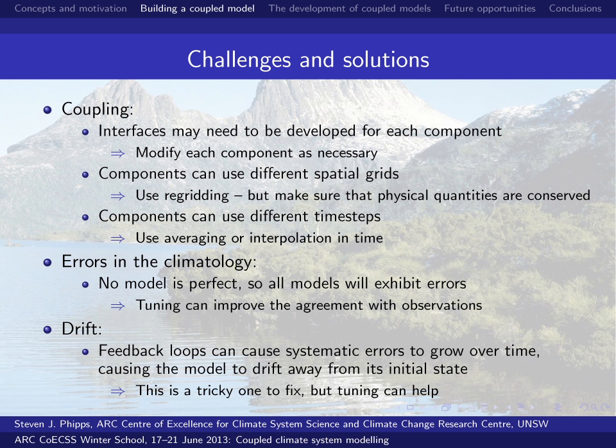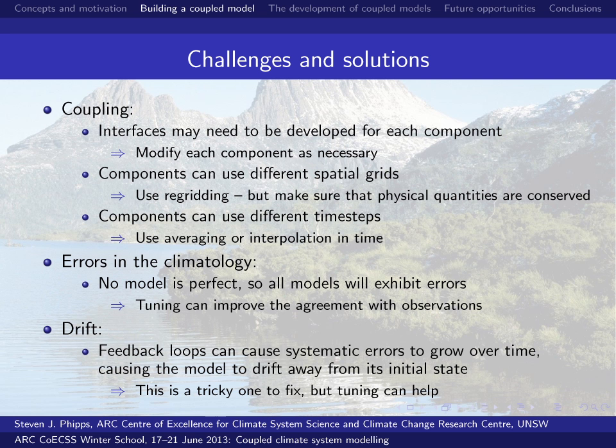And last but not least, and very important, is drift. The feedback loops you actually want to represent within the climate system, of how the state of one system influences another, are a blessing and a curse. Because if your model has an error, those same feedback loops you want to capture for physical reasons will cause errors to amplify and propagate within your model.